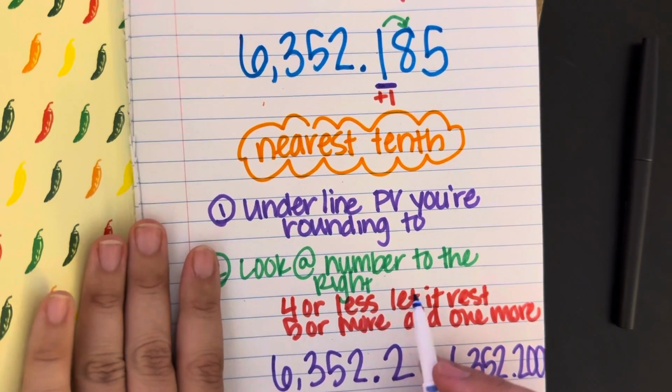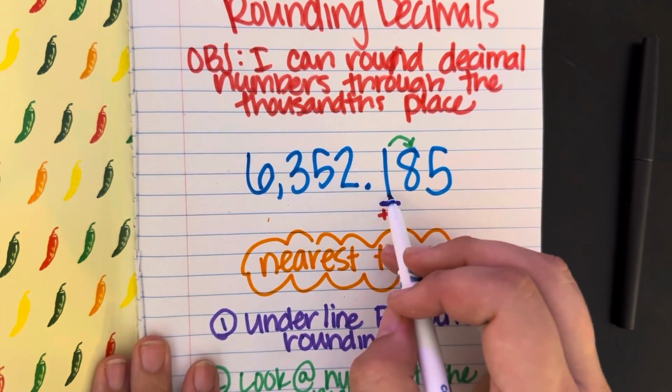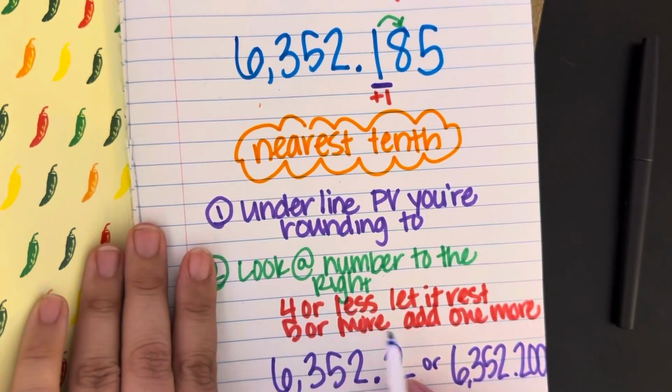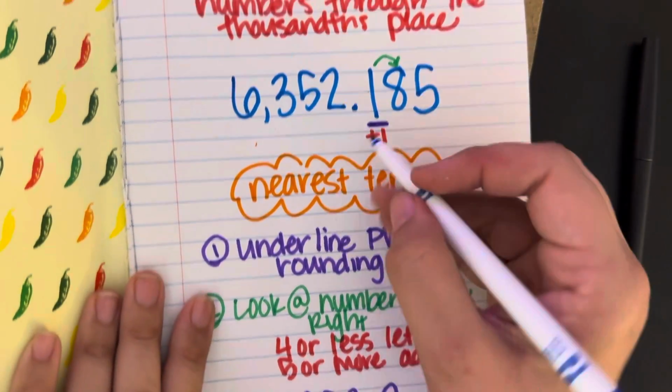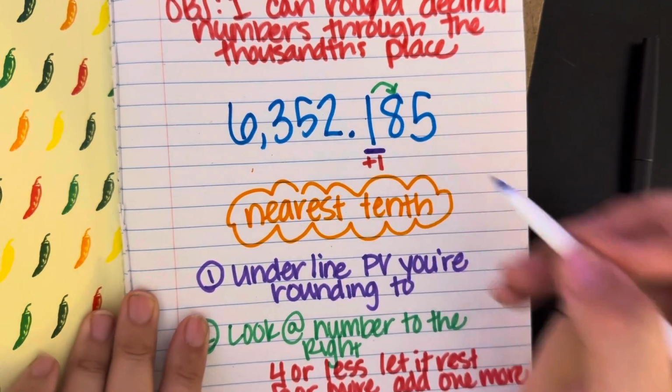So we have a little rhyme. If it is 4 or less, you let it rest. So if this was 4 or less, the 1 would have stayed the same. Or if it's 5 or more, add 1 more. So because this number was 5 or more, we added 1 more.